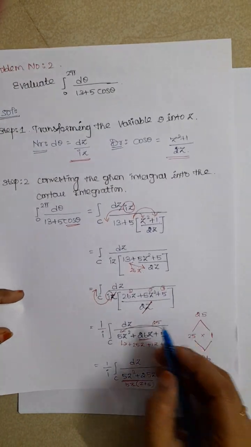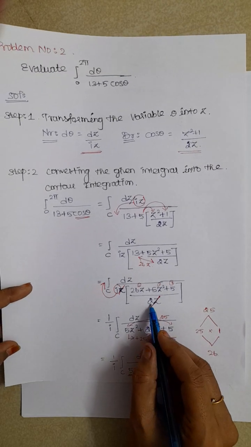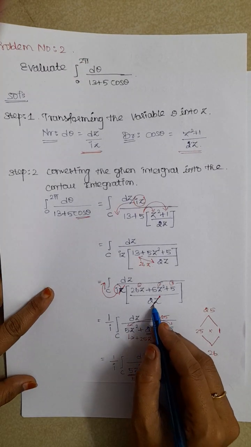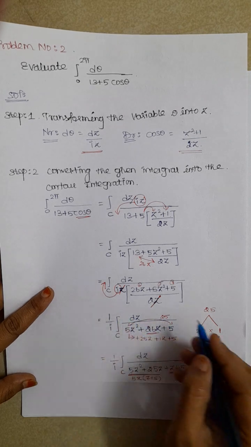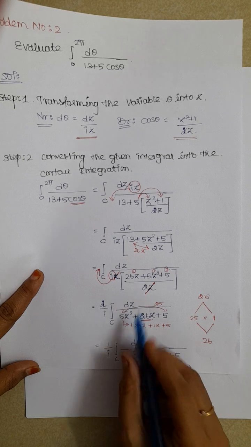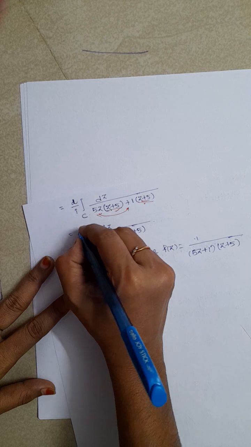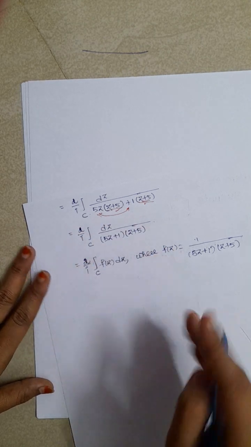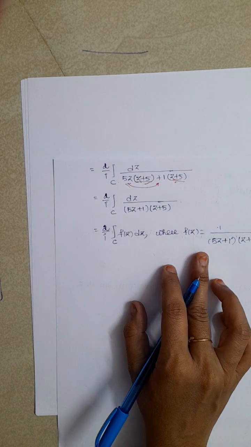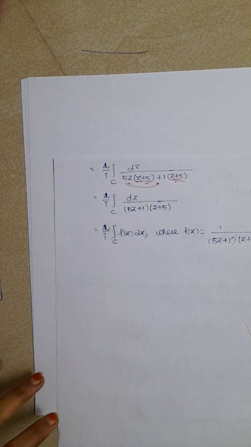See here, both these terms are in the denominator, so f of z is equal to this one. Okay.